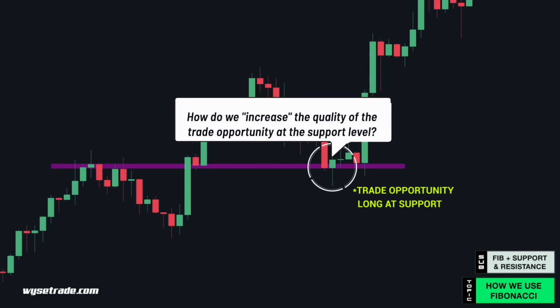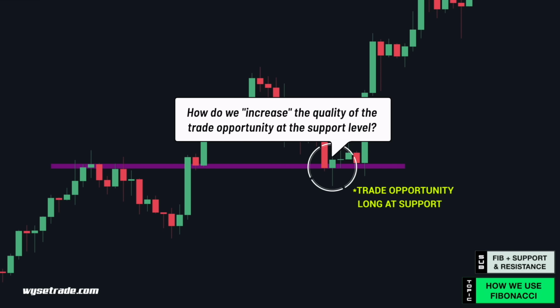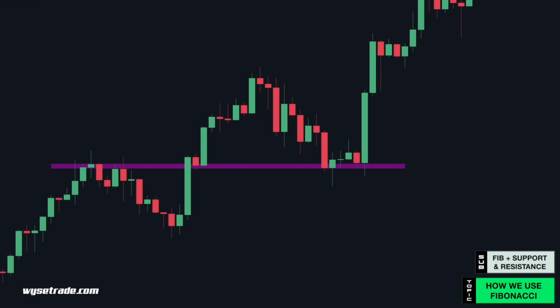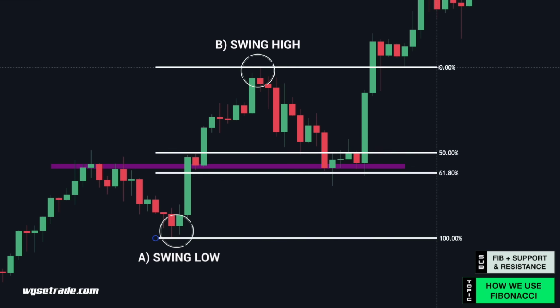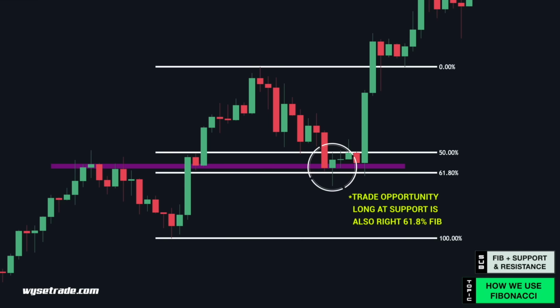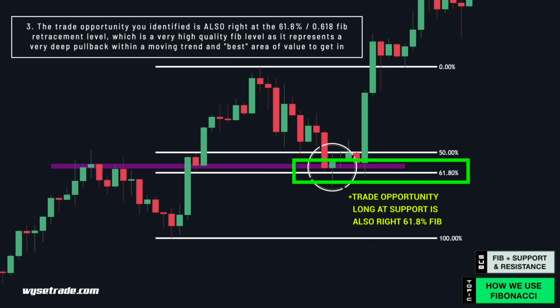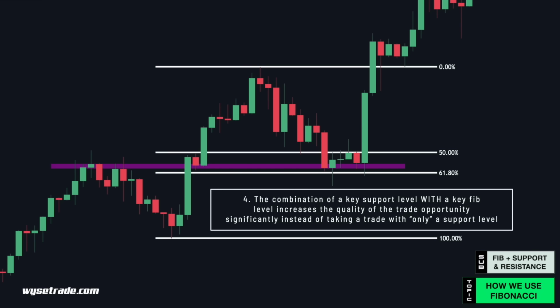So how do we increase the trade quality of this trade opportunity? This is where the Fib tool comes into play. With the Fib tool, click at the swing low here, drag it up to the recent swing high, and look at that. The trade opportunity you identified is also right at the 61.8% Fib retracement level, which is a very high quality Fib level, as it represents a very deep pullback within the moving trend and a great area of value to get in at. So the combination of a key support level with a key Fib level increases the quality of the trade opportunity, instead of taking a trade with only a support level.